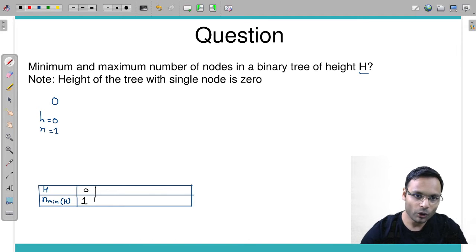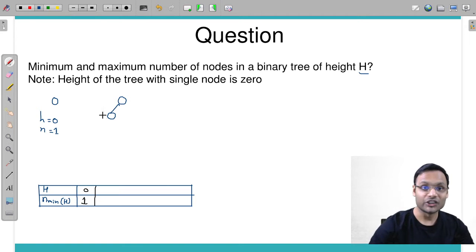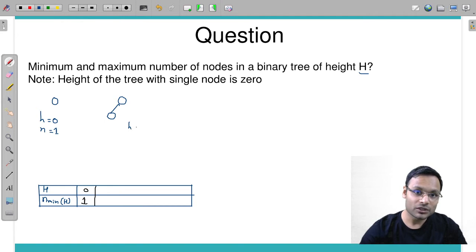Now let's go and increase the height. We want minimum nodes, yes. So to increase the height, we will need another single node only. This is the minimum node tree. Yes, height becomes now 1. And how many number of nodes are there in this particular tree? 2. So when height becomes 1, number of nodes are 2.